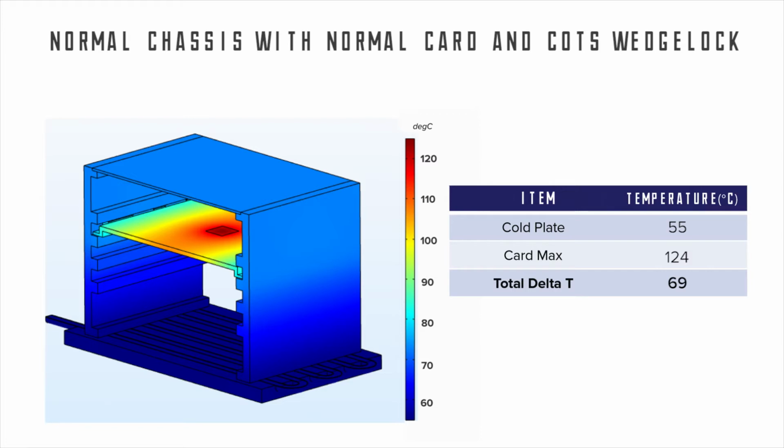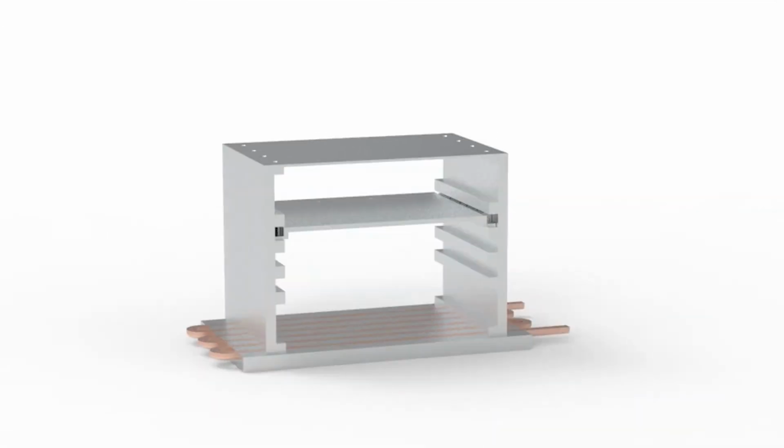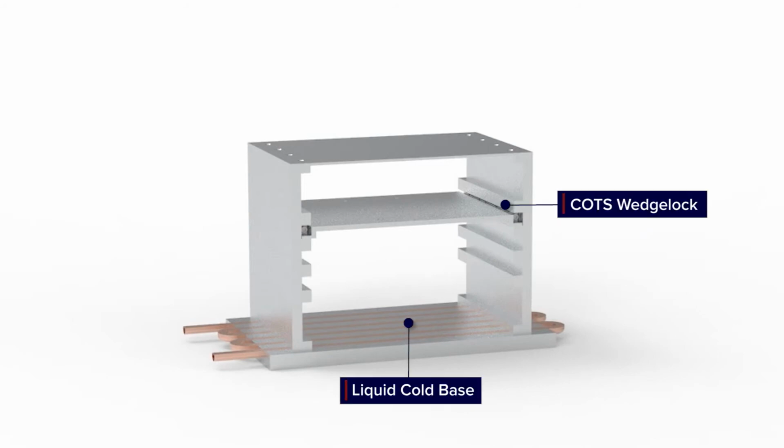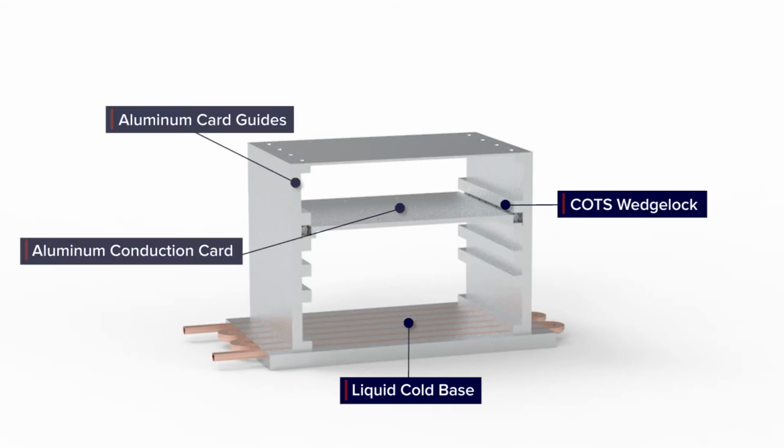In most cases, that delta T is not suitable for successful operation. Therefore, designers must find a way to reduce the thermal resistance. The largest delta T in the system is from the centralized component to the card edge, which means the design is limited by the thermal conductivity of aluminum.